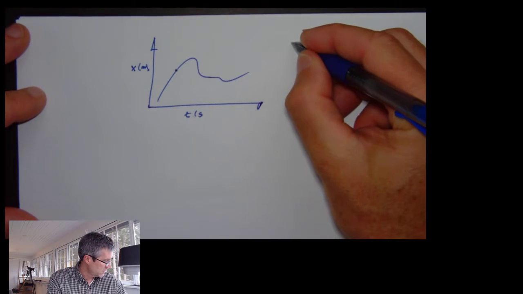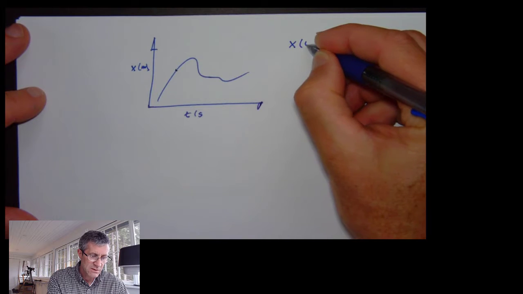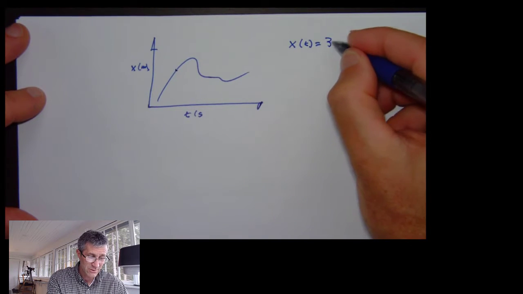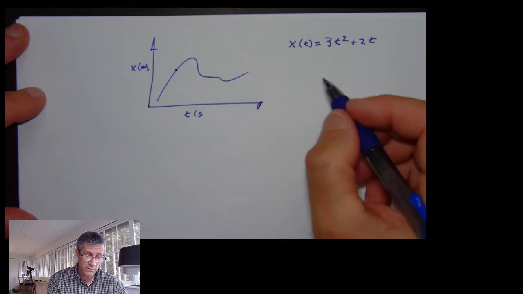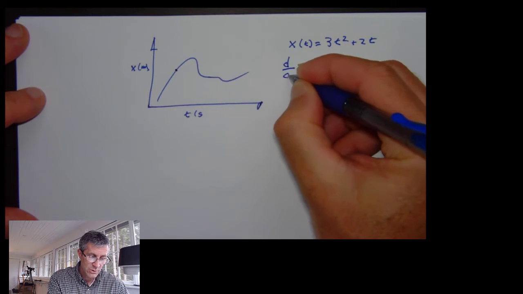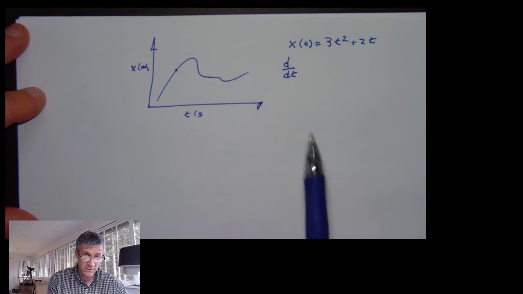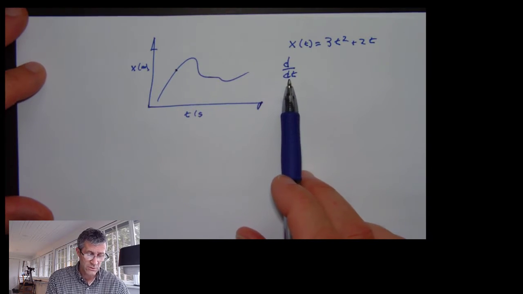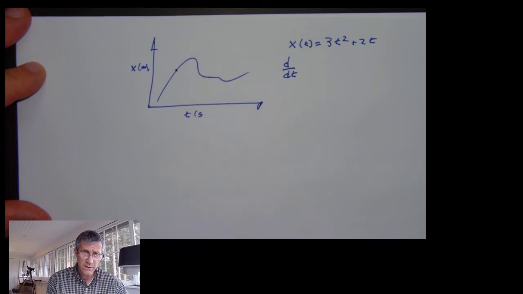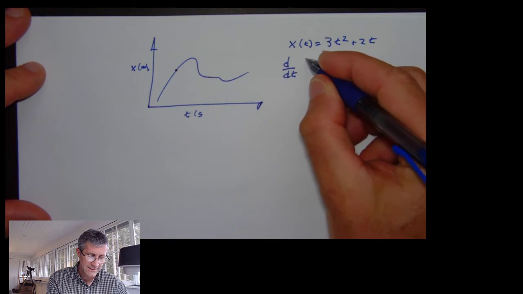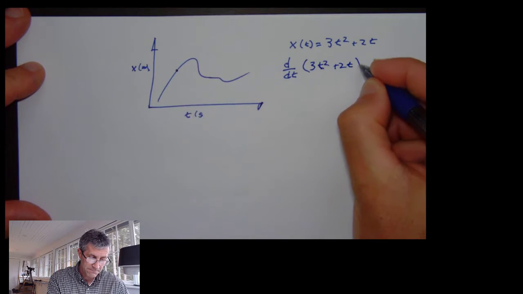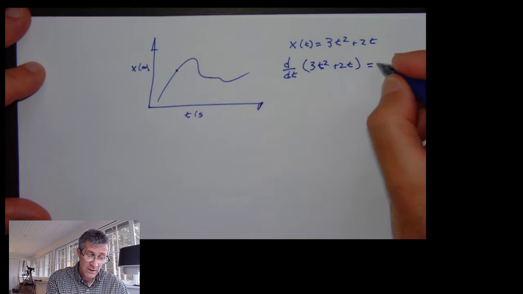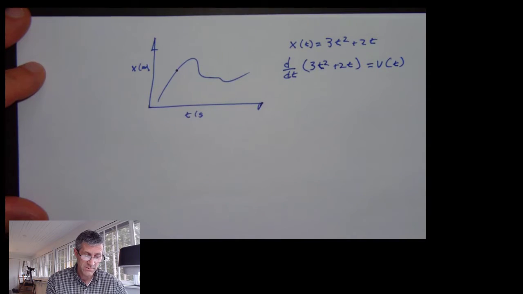So again, say my position as a function of time has this function 3t squared plus 2t, right? I can take the derivative of this to get to a velocity. So I'm going to take the derivative with respect to time. It's going to matter later. Second semester matters more, but first semester almost always you're taking the derivative with respect to time. So I take the derivative with respect to time of this function 3t squared plus 2t, and that'll tell me the velocity. It'll give me an equation for velocity with respect to time.